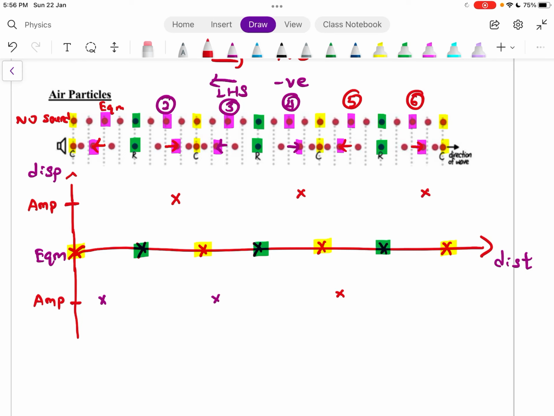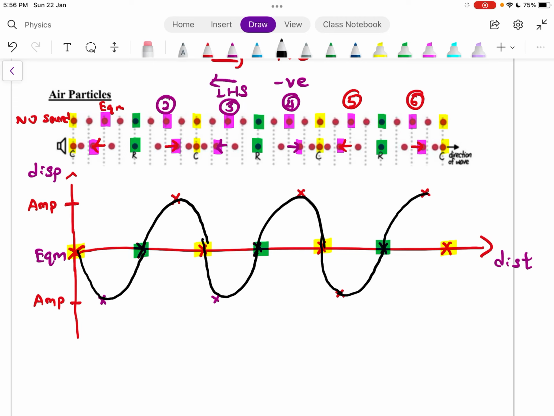Okay. Yeah. So after you label, right, you can see that it's roughly a sine graph or negative sine graph. So you just need to connect the dots. So for example, you just connect like that. Draw something like a sine graph. Okay, something like that. Yeah, so this is a sine graph.